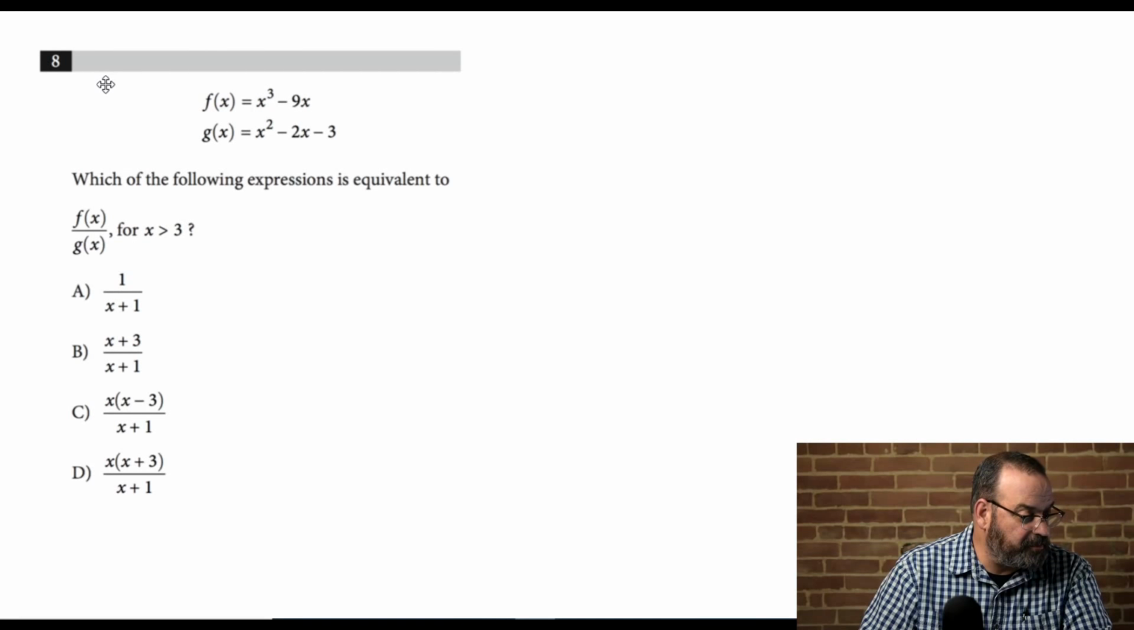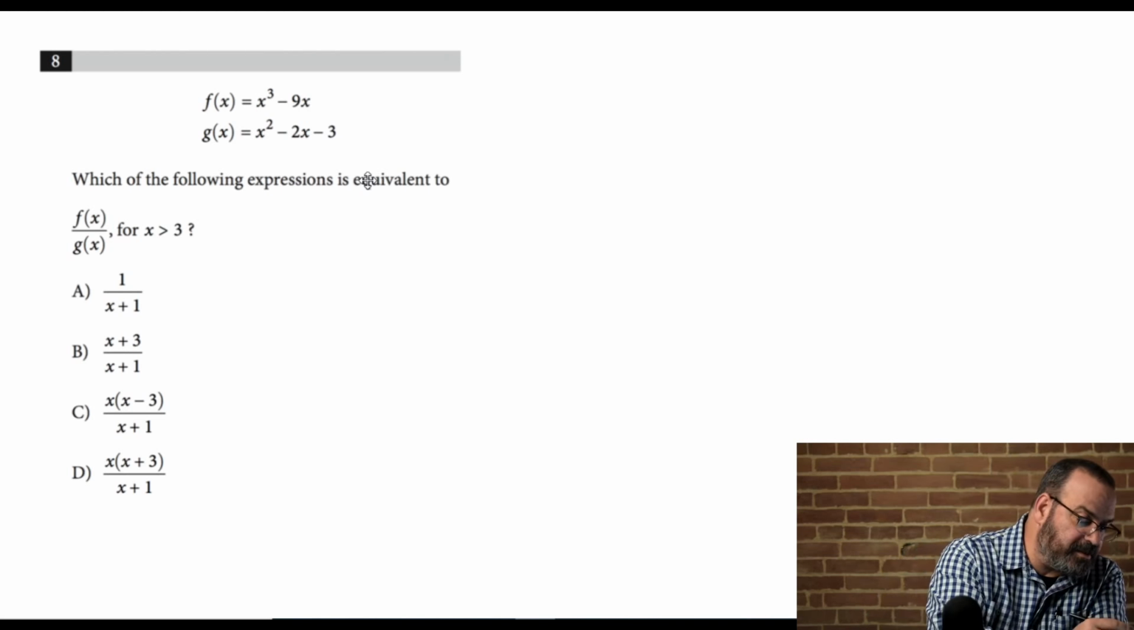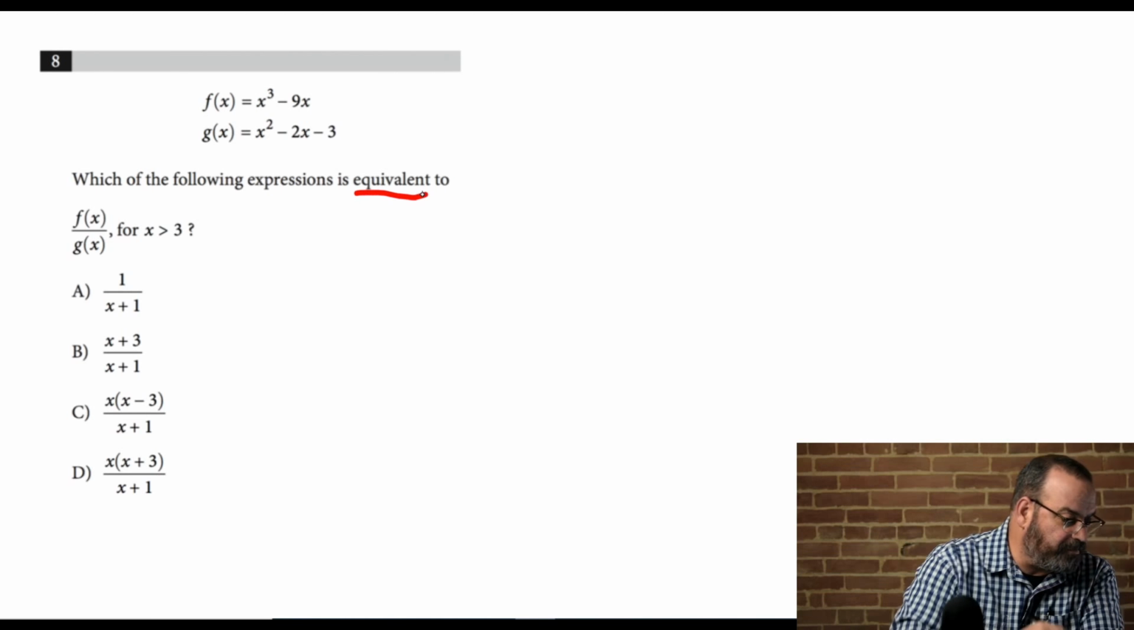And here we have, I forget which test this is off of. Functions. (x cubed minus 9x) over (x squared minus 2x minus 3). When the function of x is divided by the function of g, what is it equivalent to? Notice every single question has the same wording, equivalent to.